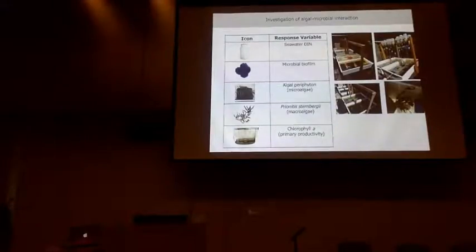The macroalga that did all right in tanks was Prionitis. This is a large-bodied intertidal algae common throughout this system. And then finally, as a proxy for primary productivity, I measured chlorophyll A concentration by extracting samples from that periphyton.